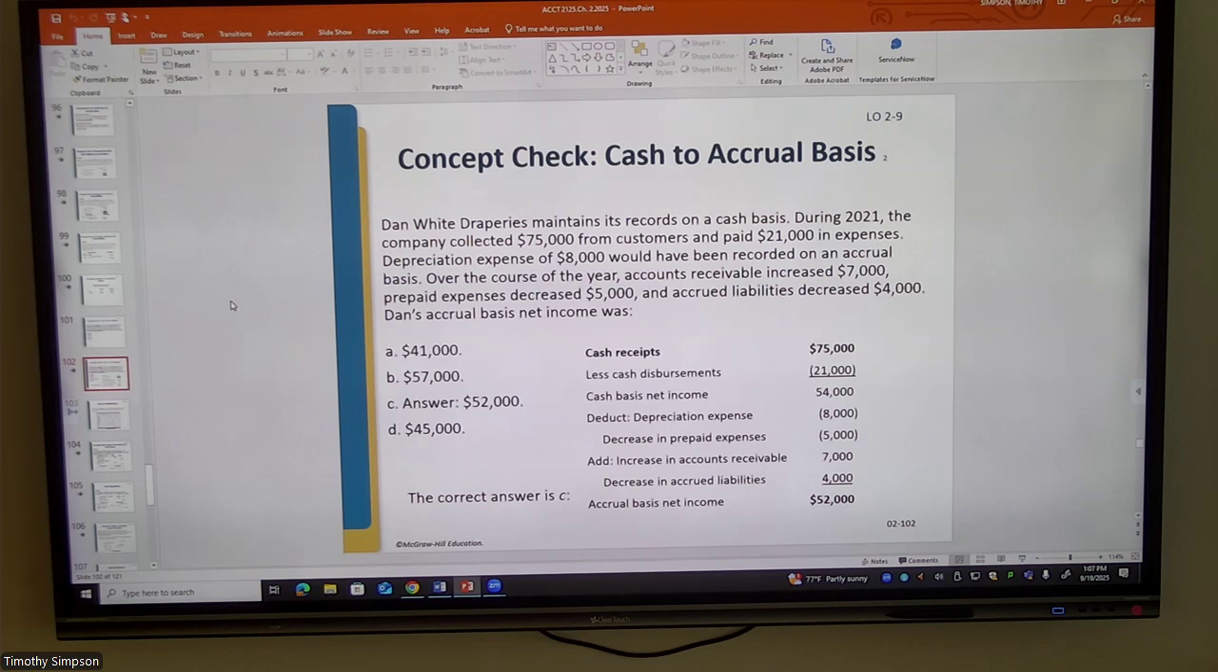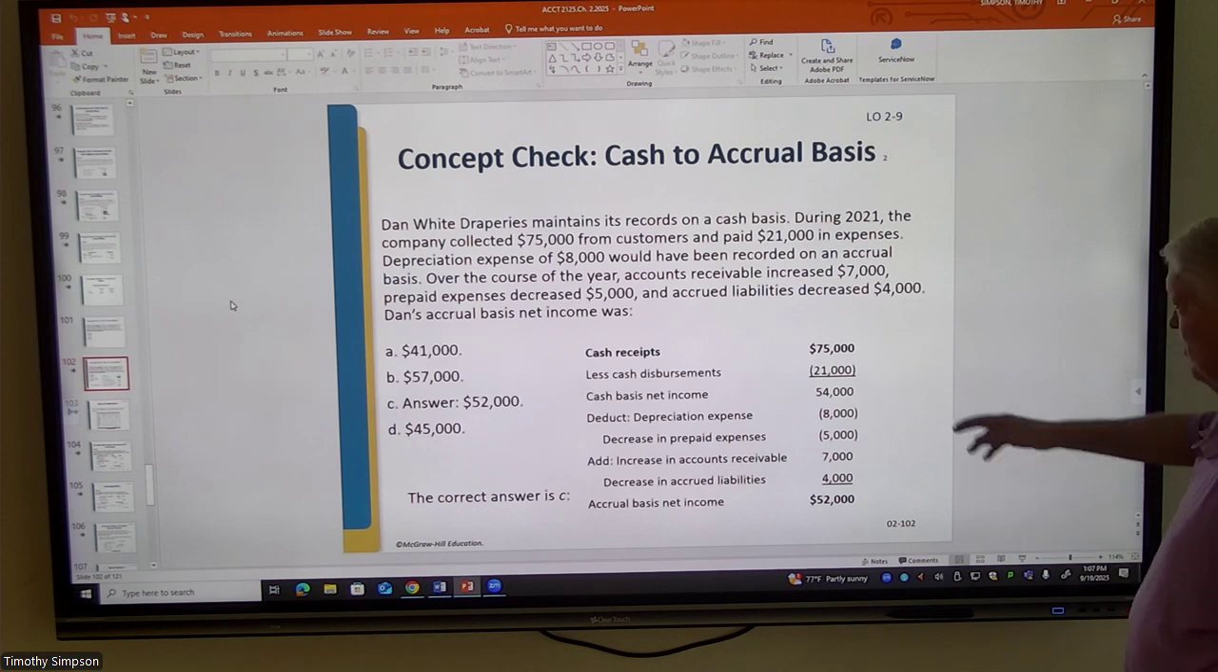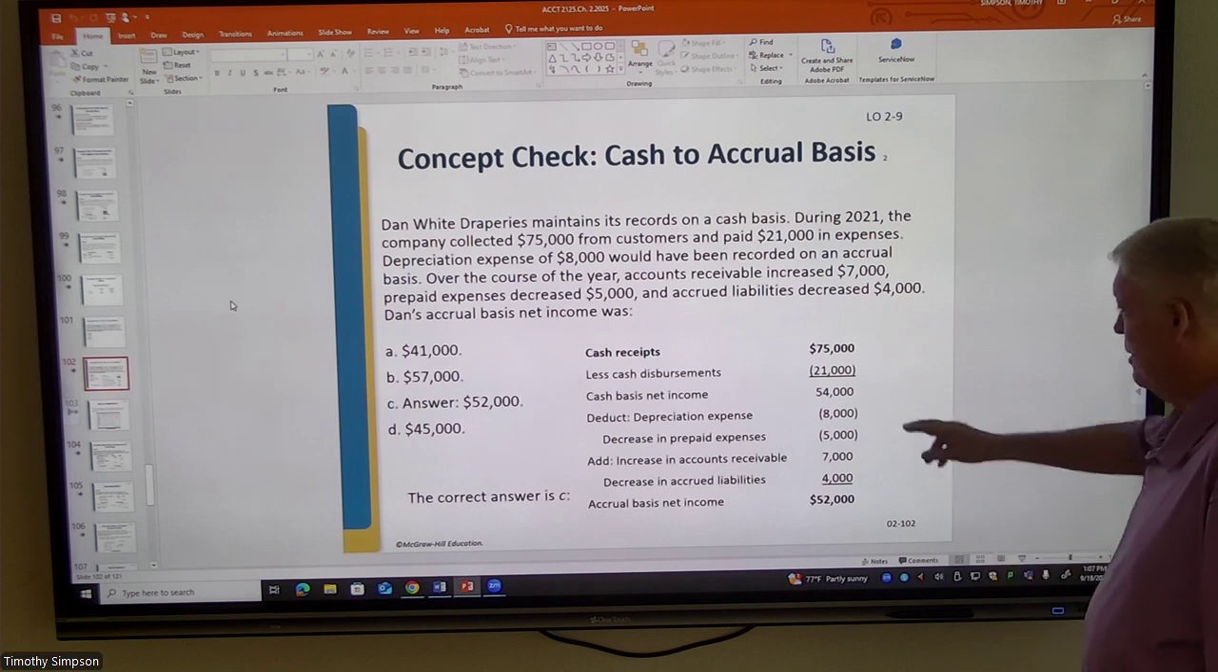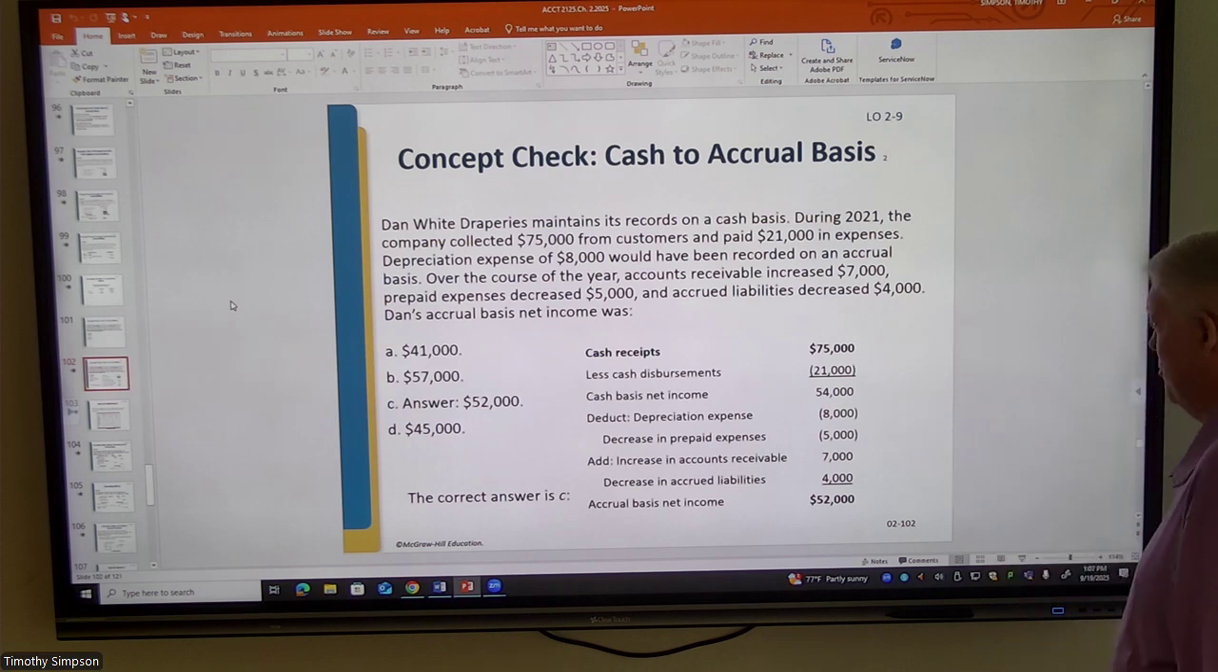All right. So we have cash receipts of $75,000. We had some disbursements of $21,000, so we're going to record those. We're going to assume those were incurred during this accounting period. So we have cash basis net income. We're going to start with this, and then we add depreciation expense. That was given to us, nothing too difficult there.